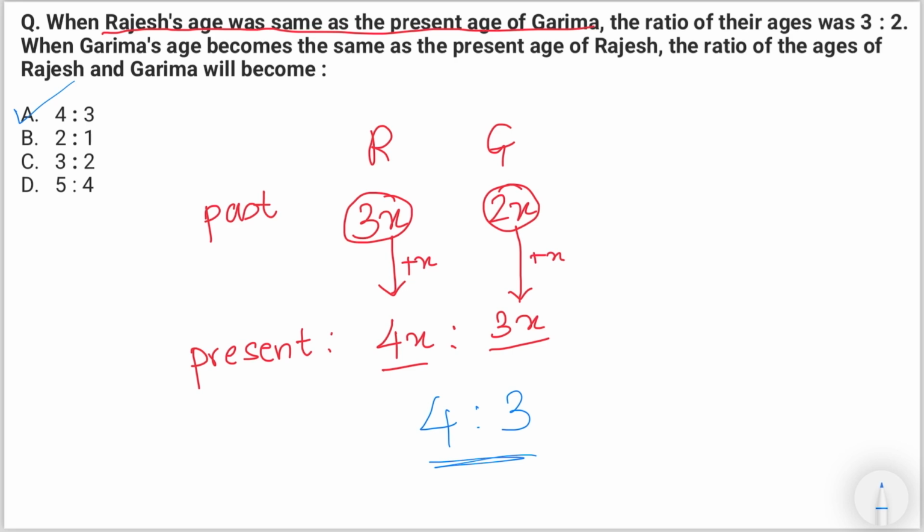So that's all. That was your entire CAT 24 slot 2 solved.